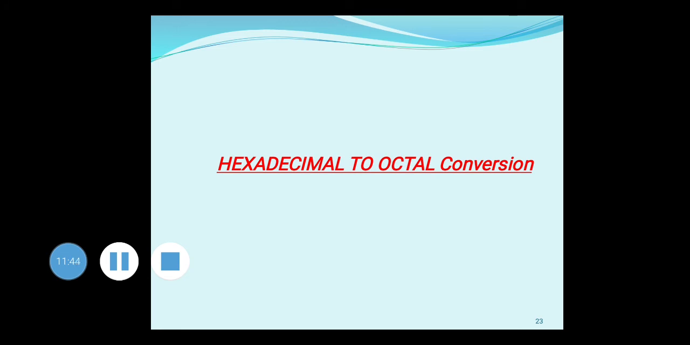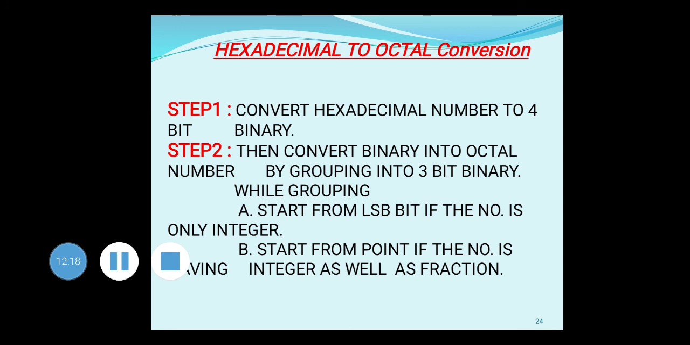Now here we will study conversion of hexadecimal number to octal. In the last slide we studied octal to hexadecimal, and next we are going to study hexadecimal to octal conversion. Again the concept remains the same. You are going to convert the hexadecimal number into binary first, and then form groups of that binary number and convert it into an octal number. So here are the steps for hexadecimal to octal conversion.